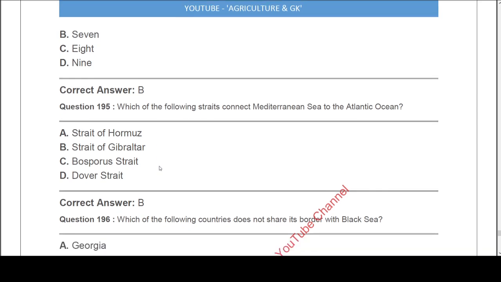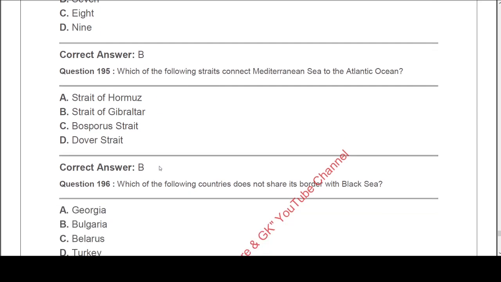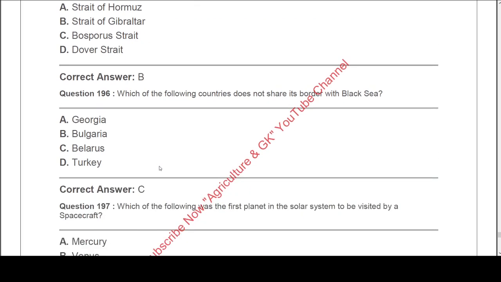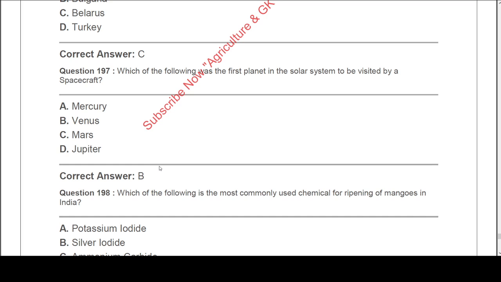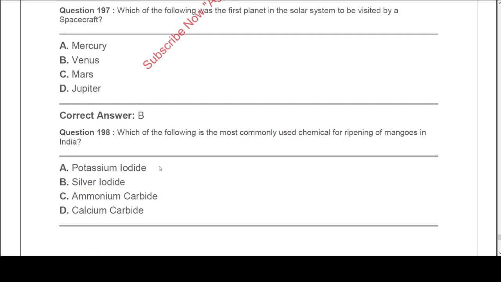Which of the following straits connects Mediterranean Sea to the Atlantic Ocean? It is option B, Strait of Gibraltar. Which of the following countries does not share its border with the Black Sea? It is option C, Belarus. Which of the following was the first planet in the solar system to be visited by spacecraft? It is Venus. Option B.